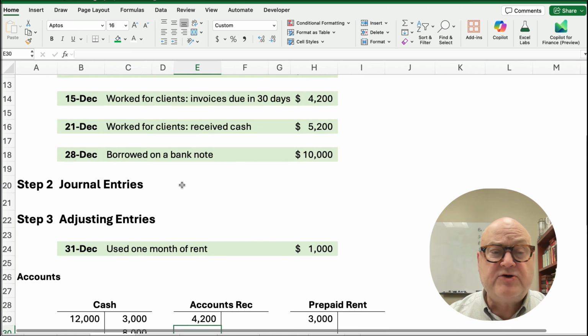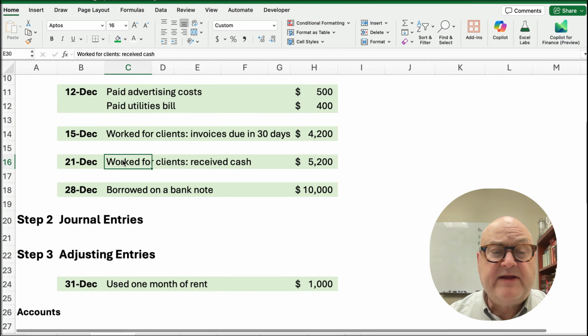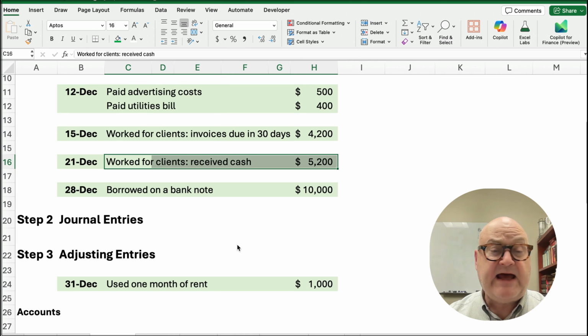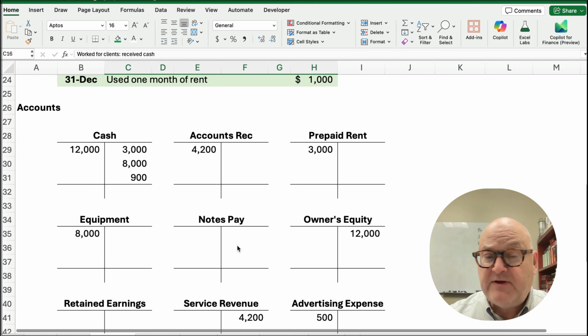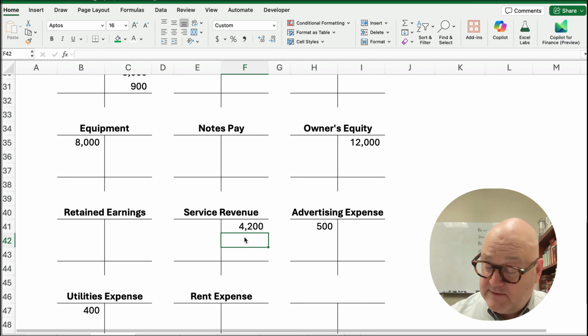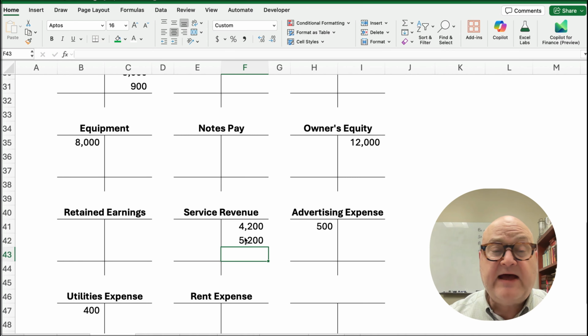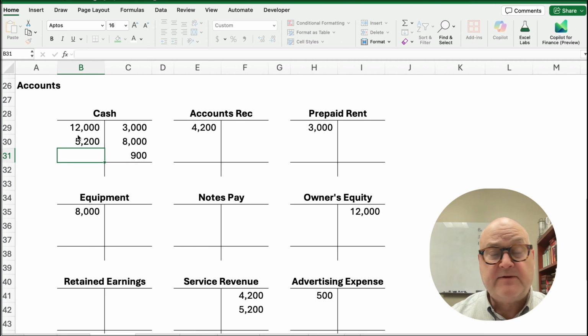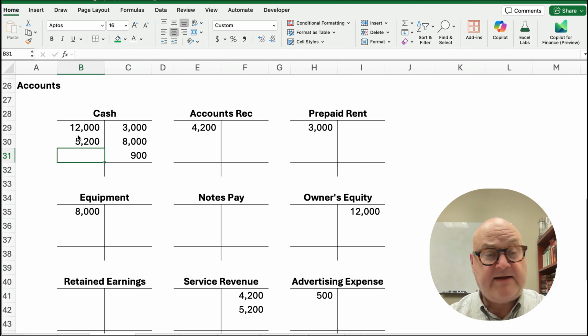We got two more transactions here. On December 21st, we worked for clients and we received cash. So this is going to be revenue. This is going to be the amount of $5,200. We received cash. And we're going to debit cash because cash goes up. We're following the rules that we had at the very beginning. Don't worry about the debit and credit rules. I'm putting it in the right place.